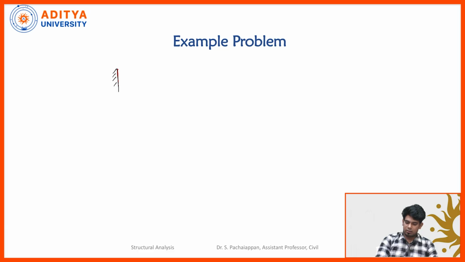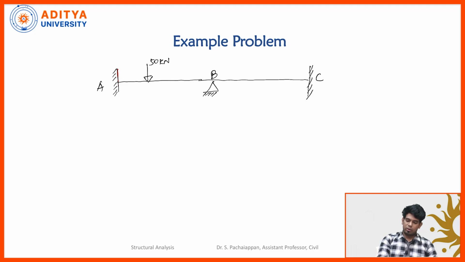I am going to take a continuous beam which has 2 spans with an intermediate support. Let us name them support A, support B, support C. Span AB has an eccentric point load of 50 kilonewton, located 2 meters from the left support, and this distance is 3 meters. Span BC is subjected to a UDL throughout the span, with intensity 24 kilonewton per meter. Span AB is 5 meters long and span BC is also 5 meters long.